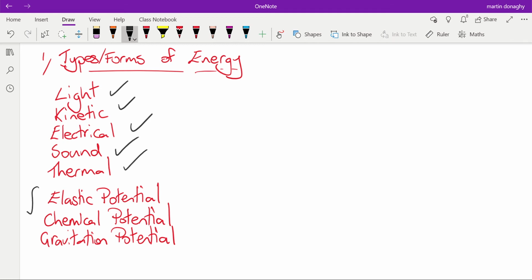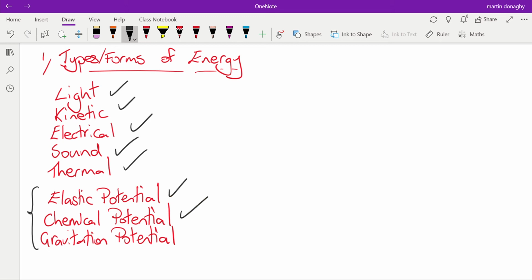We then have three common types of potential energy. Potential energy is where energy is stored so that it can be changed into another type of energy in the future. Common examples of that are elastic potential energy. So for instance, if I stretch an elastic band, it has stored elastic potential energy in it. But don't just think that it needs to be something that's made of elastic to contain elastic potential energy. So for instance, if I bend a wooden ruler, that still contains elastic potential energy. So anytime anything is stretched or squashed, it contains elastic potential energy.